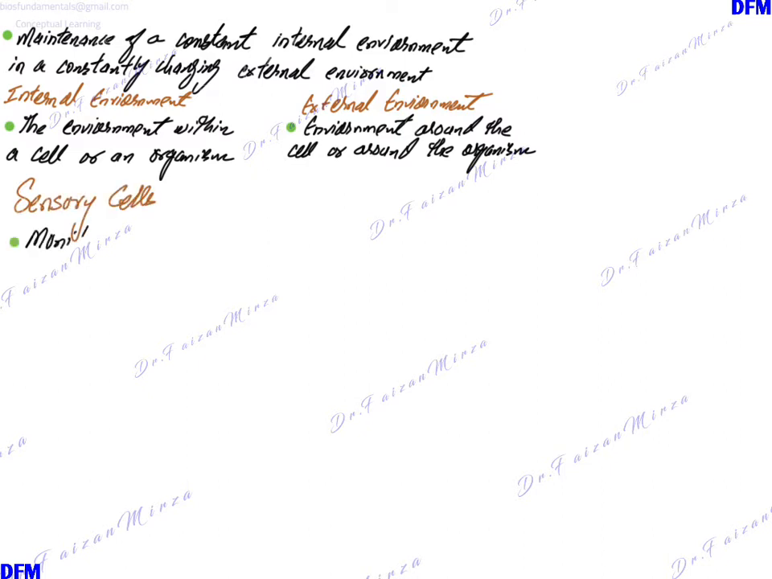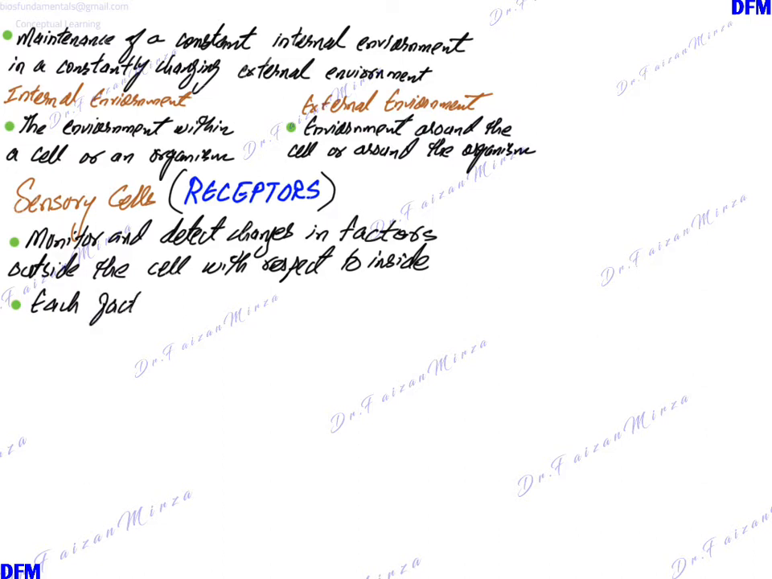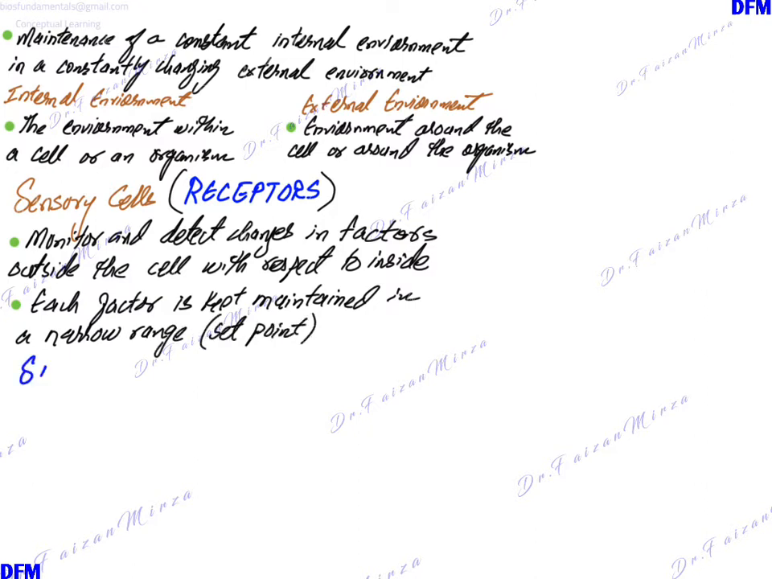There are sensory cells that serve as receptors. They monitor and detect changes in certain factors, variables or parameters outside the cell with respect to inside. Each parameter, each factor or variable, is maintained at a constant set point, which will be in a narrow range. This is called the set point of that particular factor.